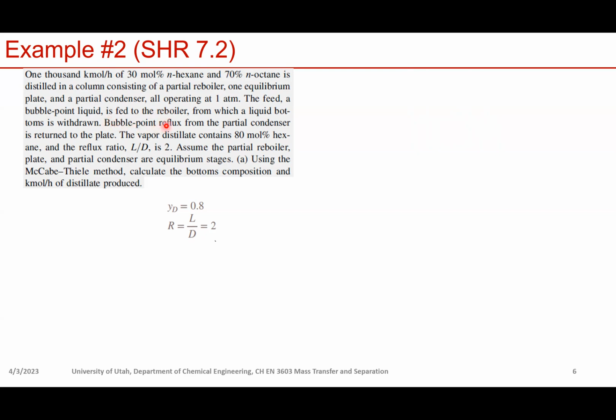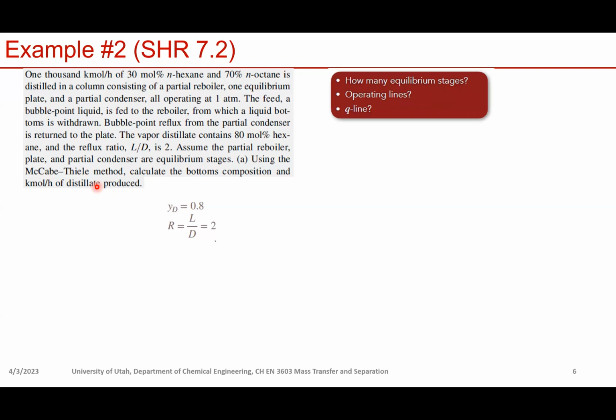Then there is bubble point reflux from the partial condenser. Because it's a partial condenser, it's going to produce a bubble point liquid as reflux, and also a dew point vapor as the distillate. The vapor distillate contains 80% hexane. We have a reflux ratio L over D of 2. Assume the partial reboiler, plate, and partial condenser are all equilibrium stages. Now we need to use the McCabe-Thiele method to calculate the bottom composition and the distillate.